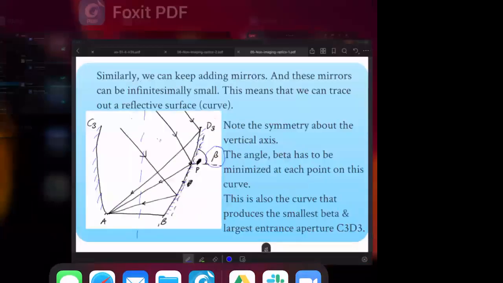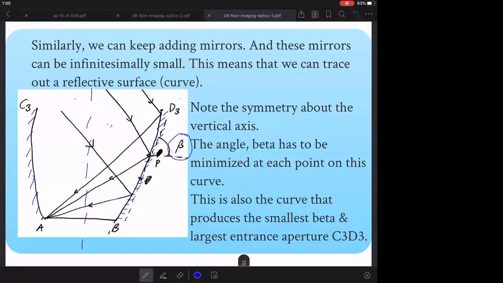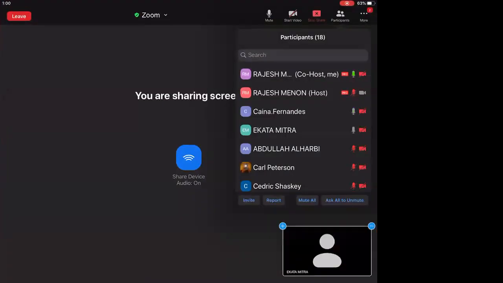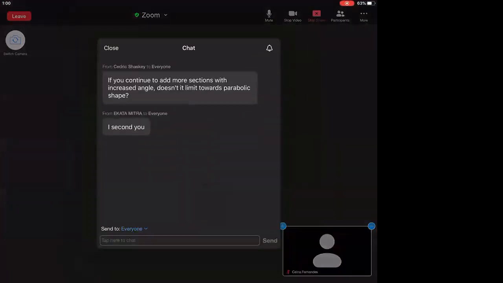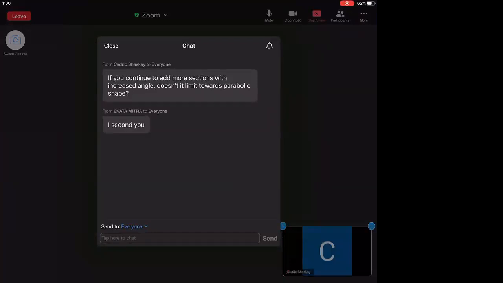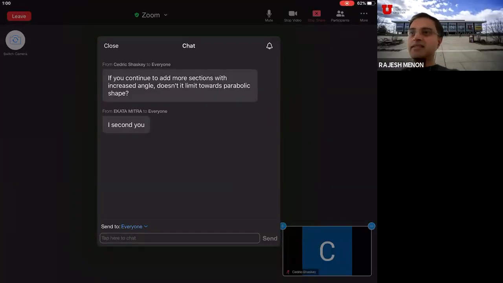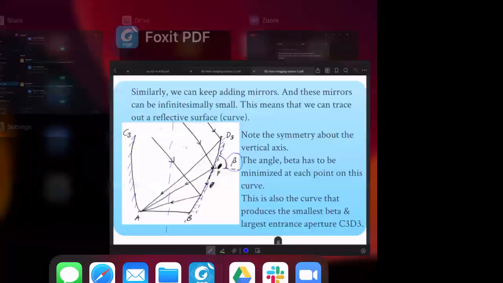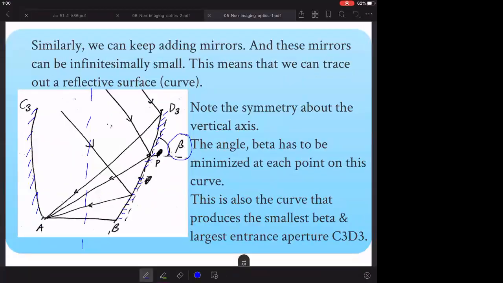There is a chat, Professor. There's a question. Okay, let's see. Feel free to speak up. If you continue to add more sections, I think the next rectangle slide doesn't it limit toward the... Yes, exactly, Cedric. That's exactly right. And we'll see that shortly in a picture.